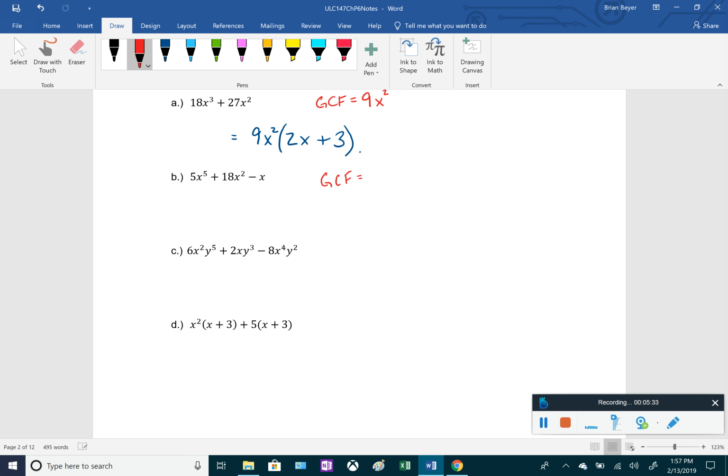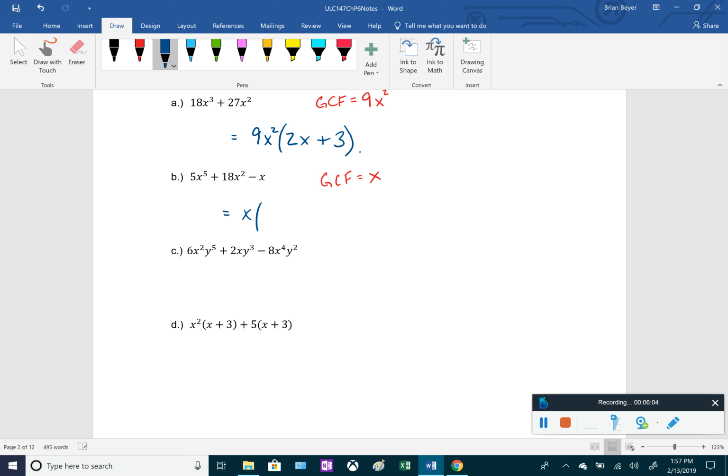So our GCF, we go to the coefficients. We have 5, 18, and -1, so they do not have a common coefficient factor. Next, we go to the variable, which is x, and then we choose the smallest exponent. So it's an exponent of 1 on the last term. So we're just going to factor out a GCF of x.